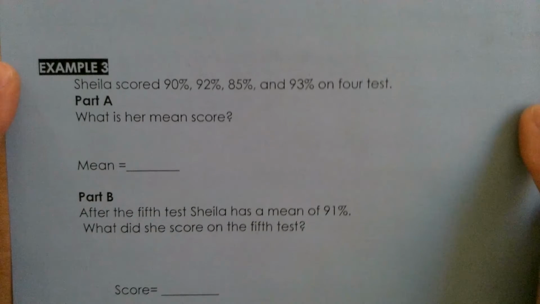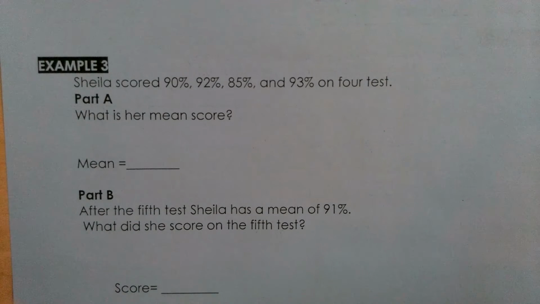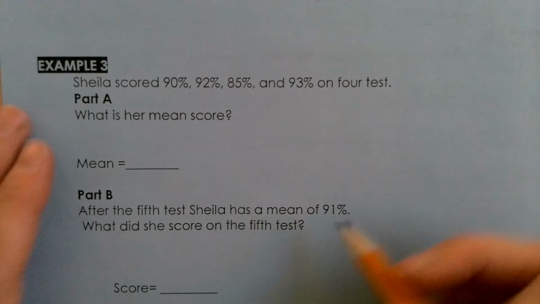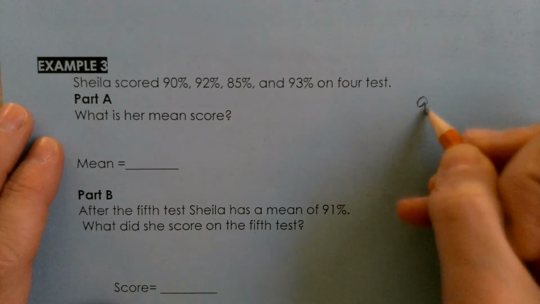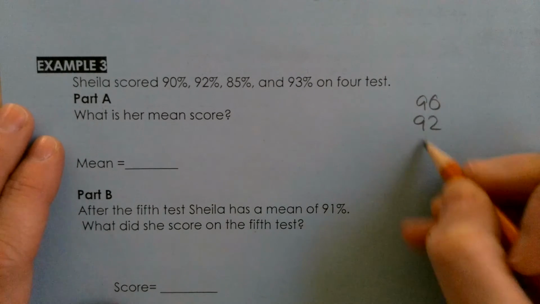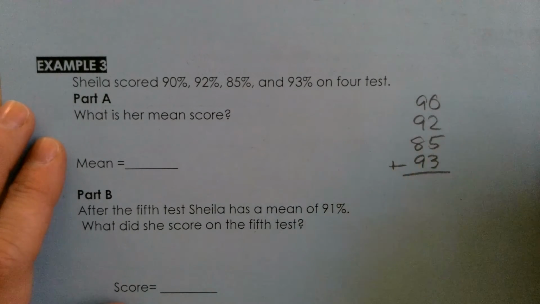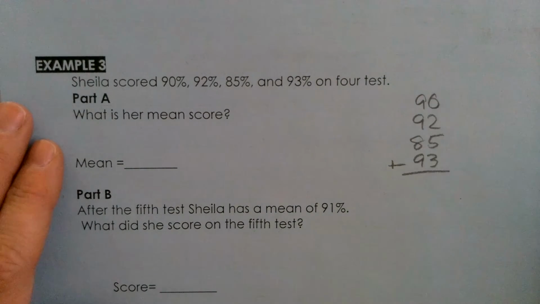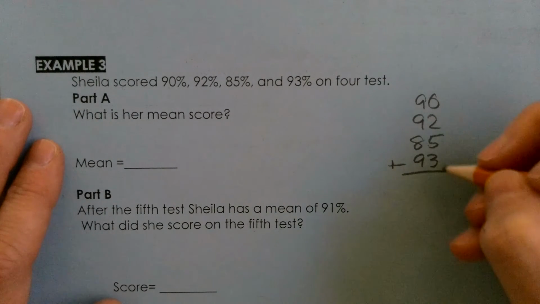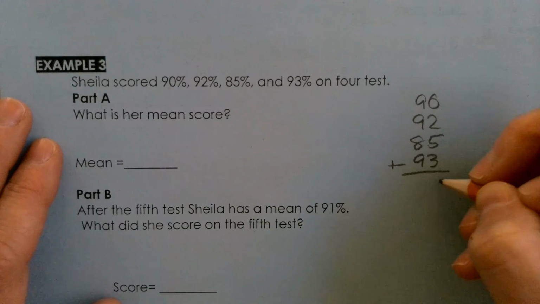And our last example is talking about Sheila. She scored a 90%, 92%, 85, and a 93% on 4 tests. Now, if we want to find the mean of the score, what are we going to do? Add them up. So I'm going to list them here. Again, you could chunk them and do a couple at a time and then add those up. I'm going to list mine here. There's only 4 of them, so it's not that bad to add up.